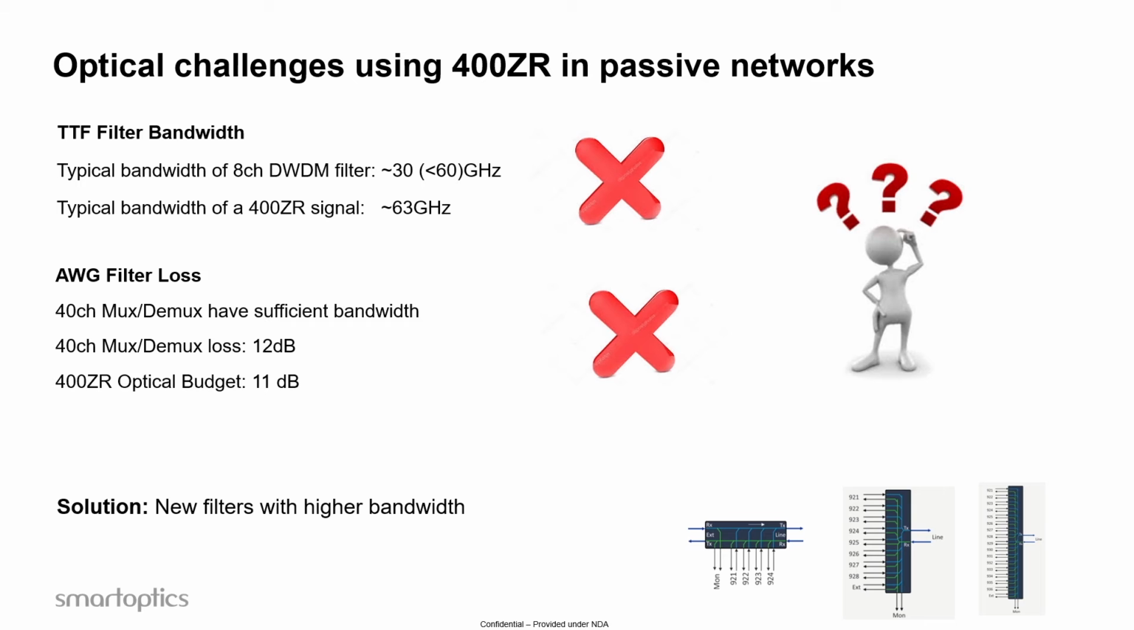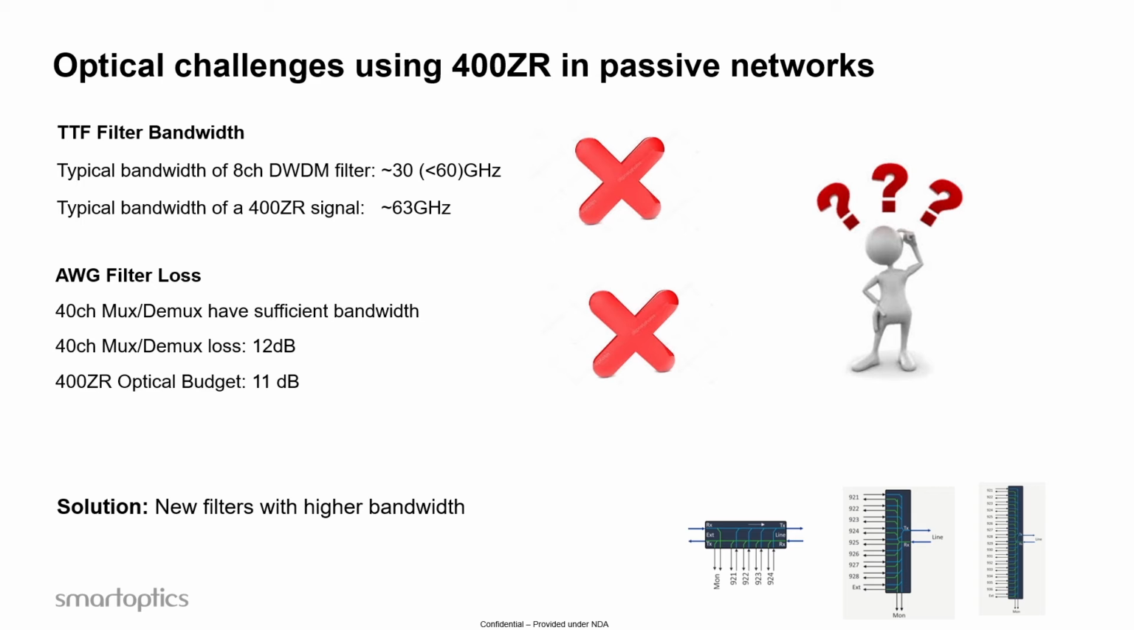This is of course good for the greenfield deployments. However, it will be a challenge for all the deployments that you already have in the field today. It's very likely that they will not, based on standard and specification, fulfill the 400ZR bandwidth requirement. So that could be good to know.